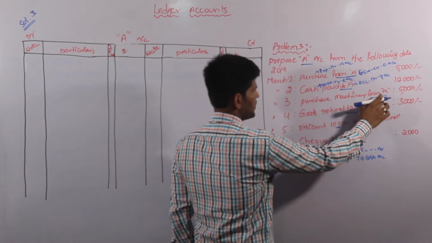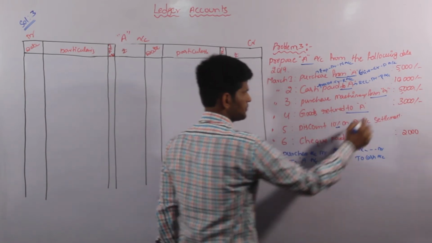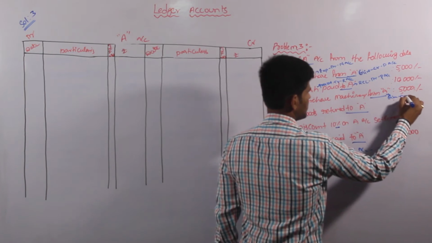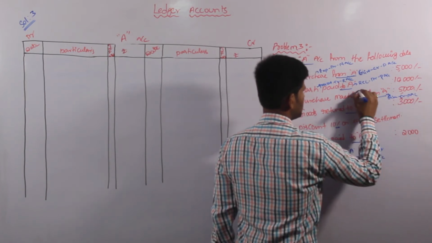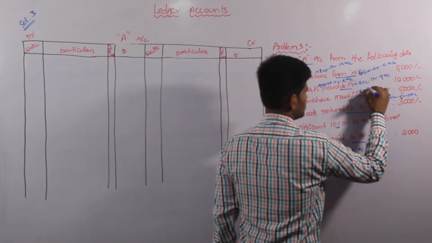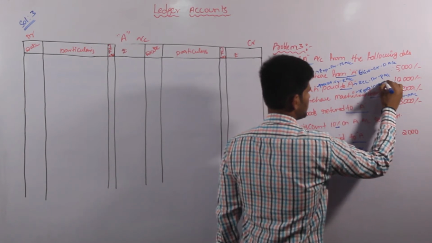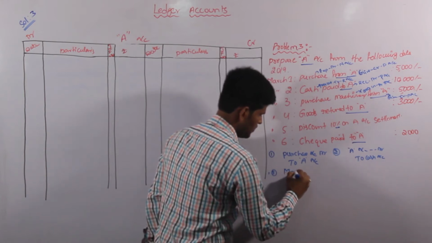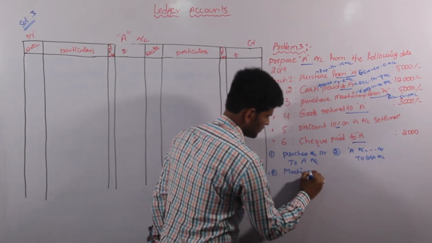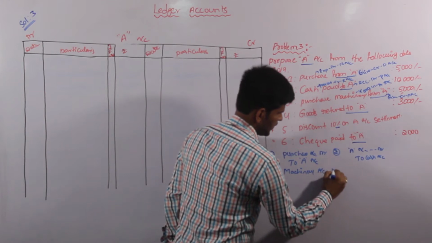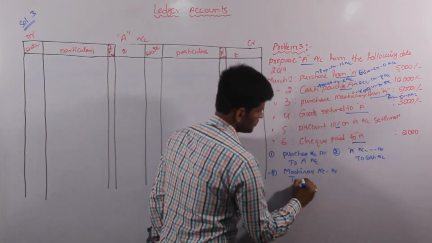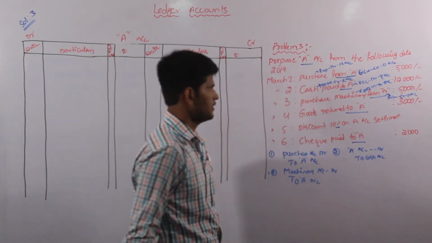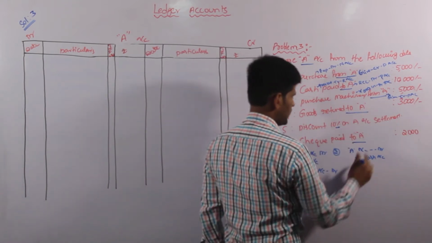Come to the third one. Purchase machinery from A. From A means A is the giver, credit side of a personal account. Machinery comes in on the debit side of a real account. So the entry is machinery account debit to A account, right?